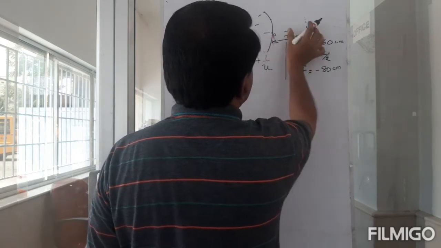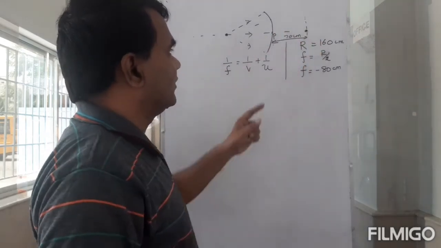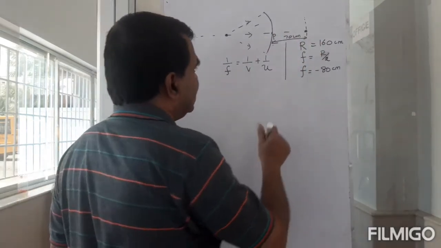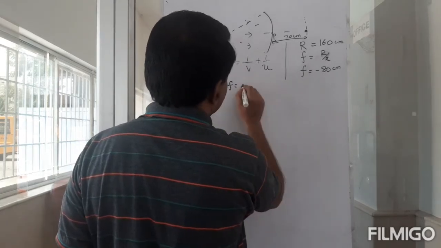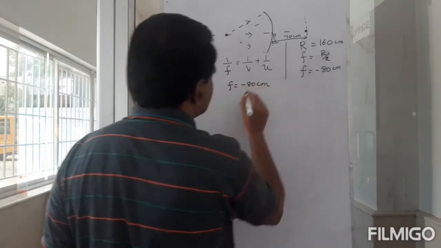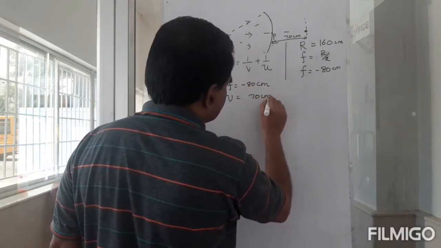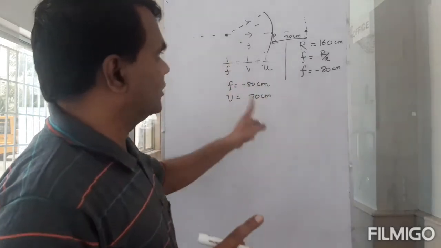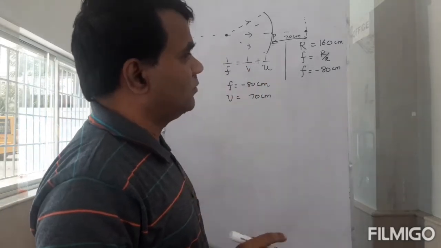So this is your v, right? This is your v, 70 centimeters. Okay, fine. So your f, you said, is minus 80 centimeters, and your v now is 70 centimeters, alright. But what is the sign? I told you, without the sign you cannot use this formula. What's the sign? Is it plus or minus?